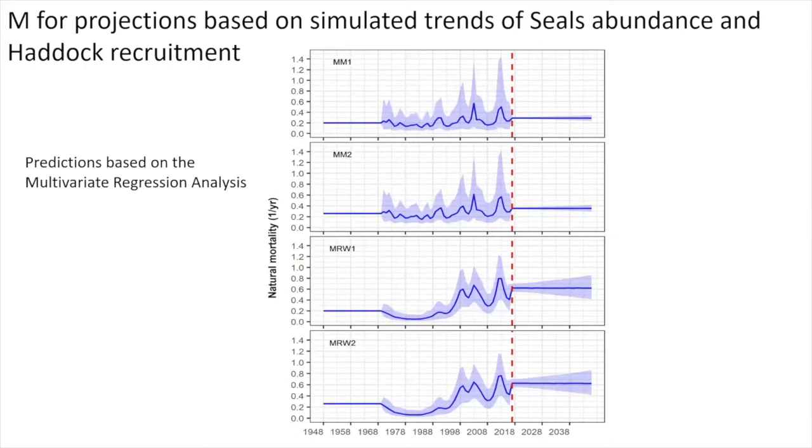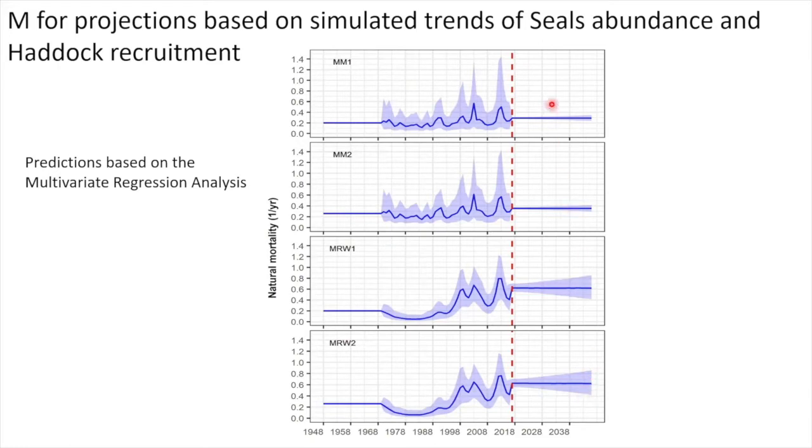After I simulated the trends for seals and haddock, I used those trends to predict the natural mortality that I will use for future projections. So I predicted the natural mortality using the multivariate linear model that I presented before. This plot shows the historical natural mortality trends estimated by the different BPA models before the red line. So here is the historical M. And then here, after the red line, you can see the natural mortality values that I used for future projections.